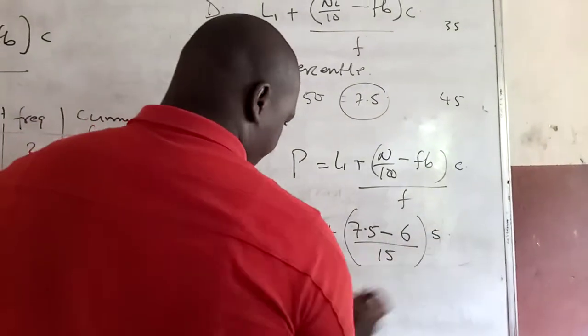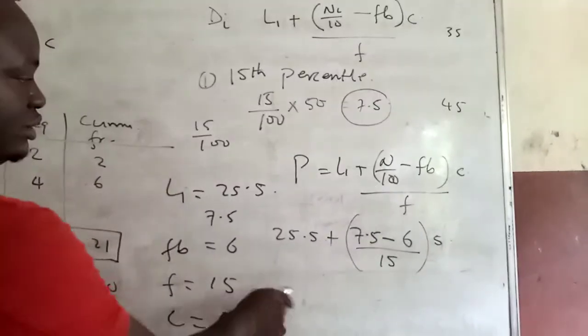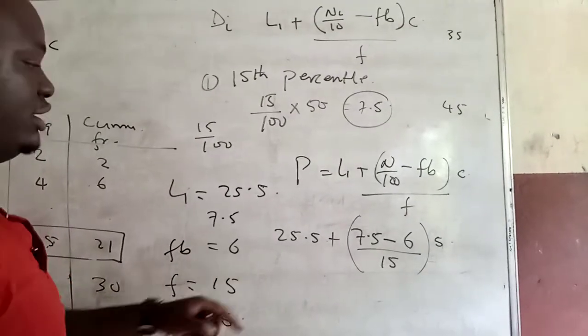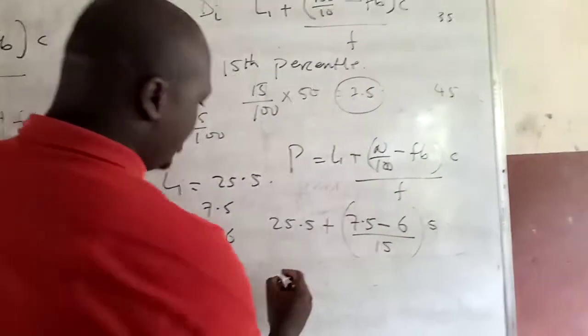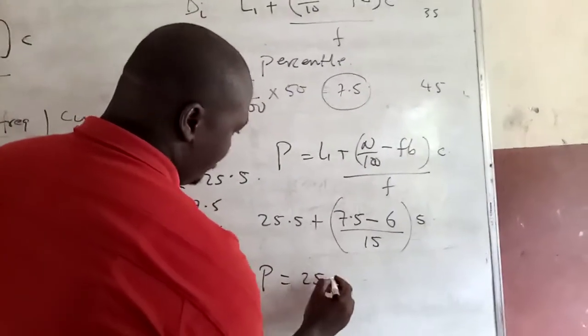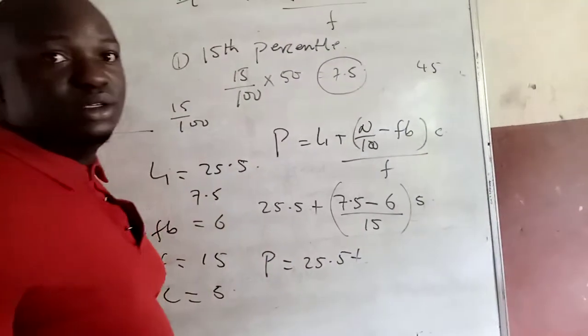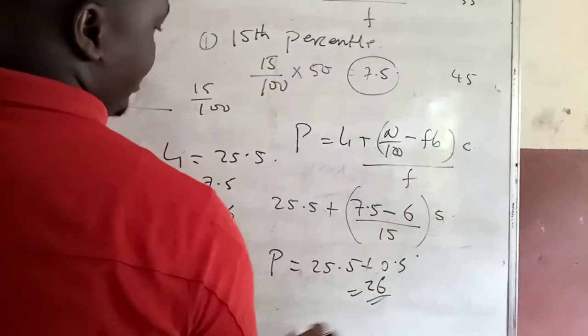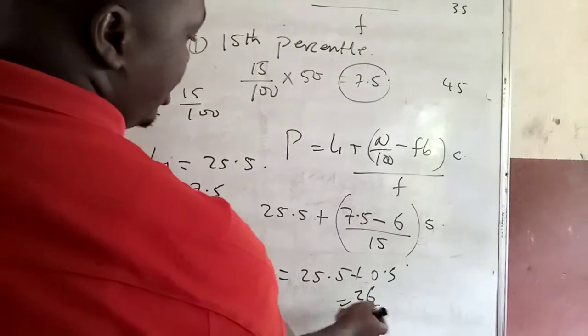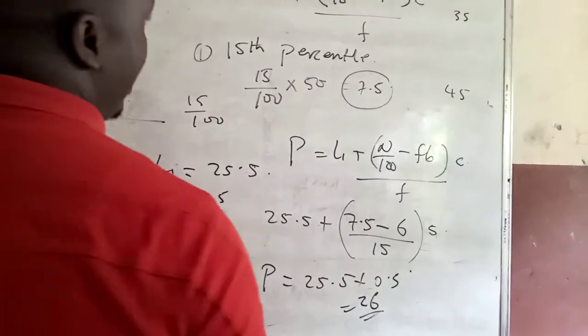So, if you should work on this, your answer should not be what? This is 25.5 plus, so this whole bracket will give you 0.5. 25 plus 0.5 should give you what? 26. Are you with me?